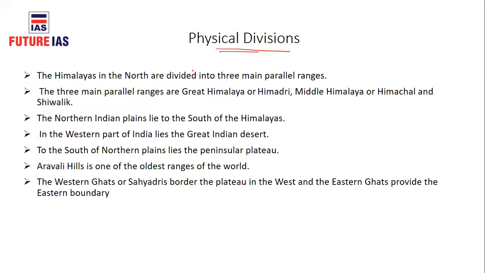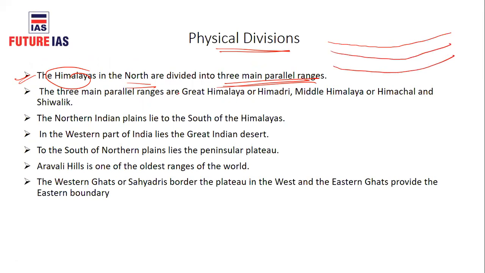Now we will see the physical divisions. Physical divisions means hills, plateaus, rivers, plains, and all these things. As I told you, when you see the map of India, the Himalayas lie to the north, and they are divided into 3 main parallel ranges. If I draw the diagram, it will look almost parallel, so 3 parallel ranges.